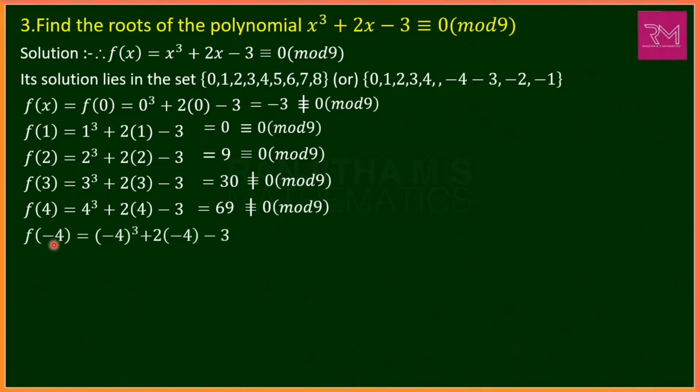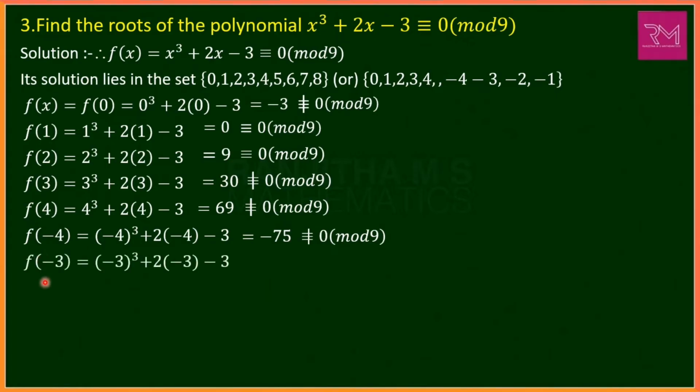In a similar way we find for x equal to 5, or in the place of 5 we can substitute minus 4, because 5 is congruent to minus 4 mod 9. So if we substitute the x value as minus 4, we get minus 4 whole cube plus 2 into minus 4 minus 3. If we simplify this, we get the value minus 75. We know that minus 75 is not congruent to 0 mod 9, because 9 does not divide 75.